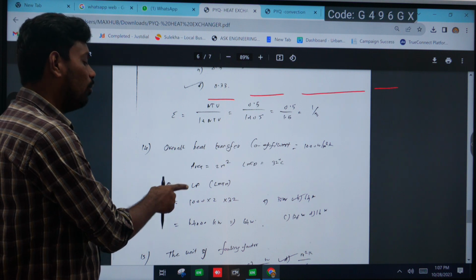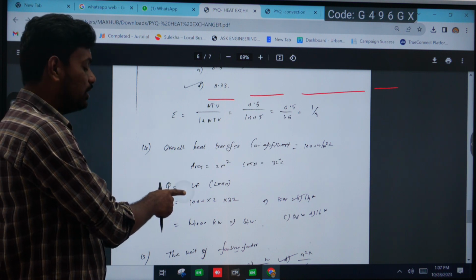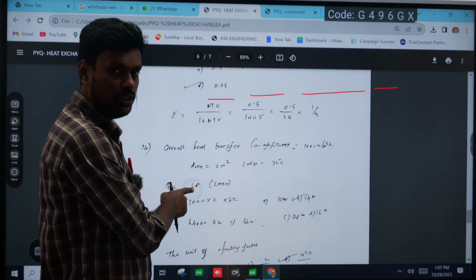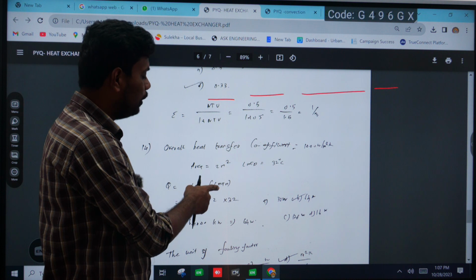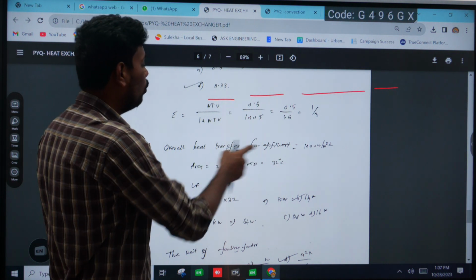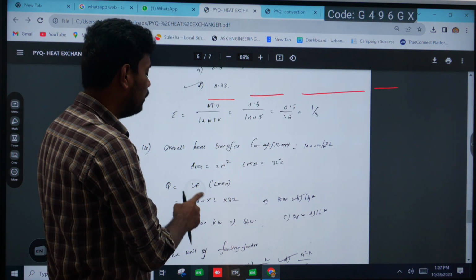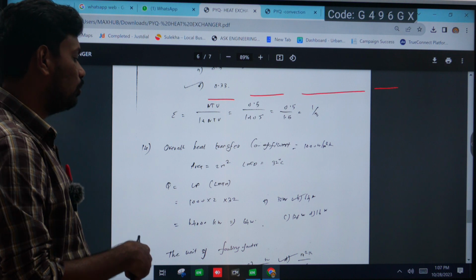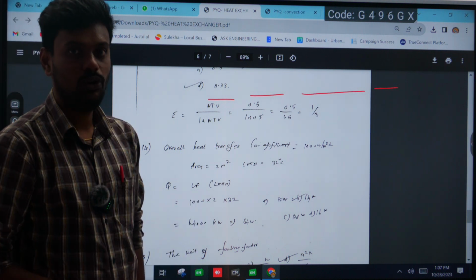So what is the formula for heat exchanger analysis? Total Q is equal to the overall heat transfer coefficient U, this is UA into LMTD. Here they have given you everything. So overall heat transfer coefficient means U into A into delta T. If you substitute, you will get the value of 64,000 watts, that is 64 kilowatts.